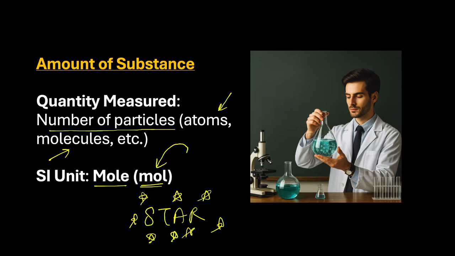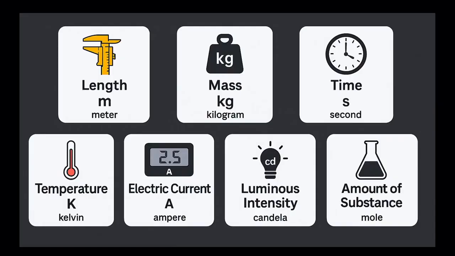It is time to look at the 7 pieces of Lego once again. I mean, revise the 7 fundamental units once again. We have the first physical quantity, length. The SI unit is meter and the symbol is small m. The second one is mass. The SI unit is kilogram. The symbol is small k, small g. The third quantity is time. The SI unit is second and the symbol is small s.